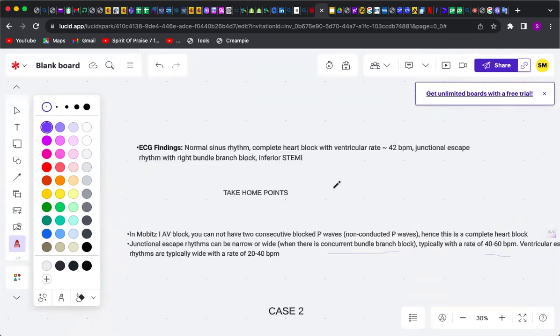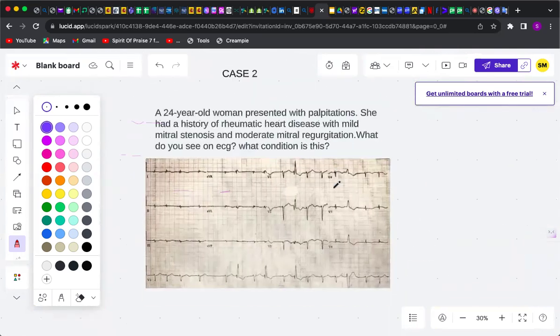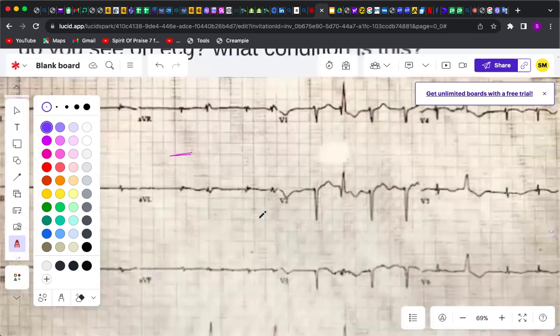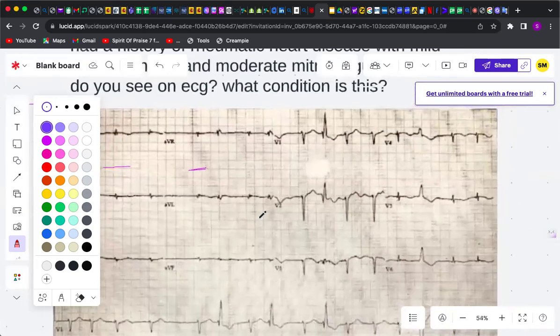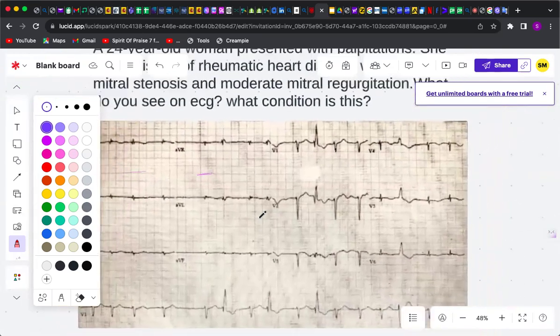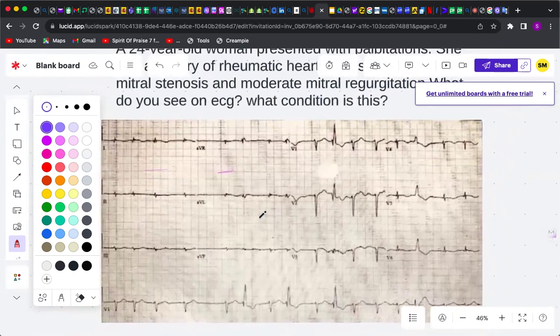Okay, so there is another case, which was a 24-year-old woman who presented with palpitations, and she had a history of rheumatic heart disease with mild mitral stenosis and moderate mitral regurgitation. And then what do we see? So this was another case. I think this case was similar to a case I shared earlier.